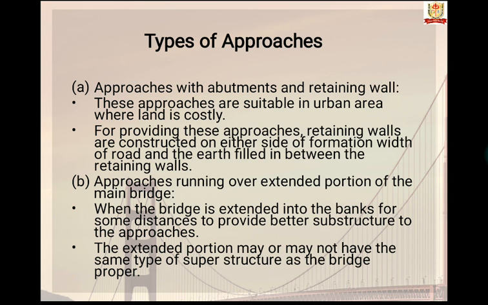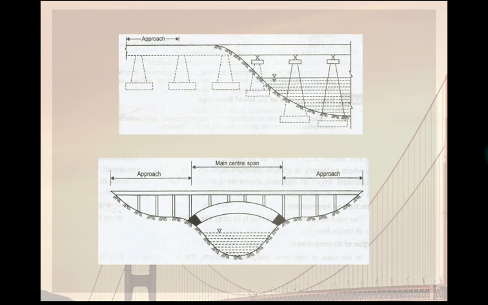Approaches running over the extended portion of the main bridge. Here the bridge is extended into the river bank for some distance to provide better substructure to the approaches. The extended portion may or may not have the same type of superstructure as the bridge proper. These are the images of types of approach.